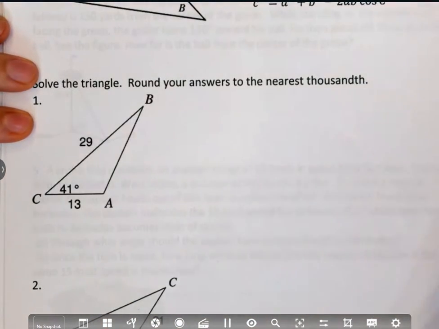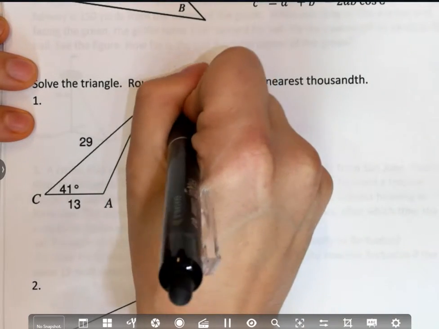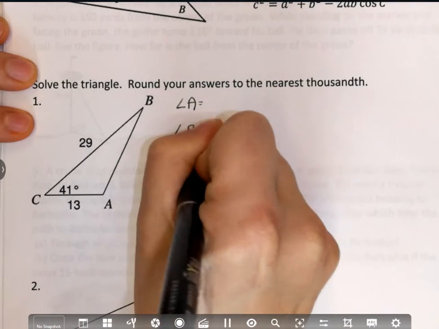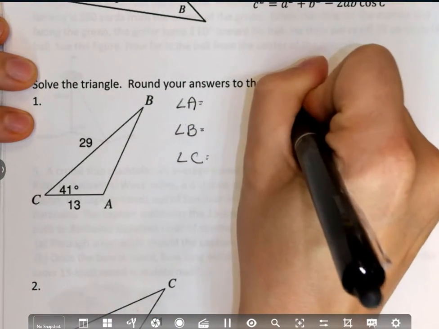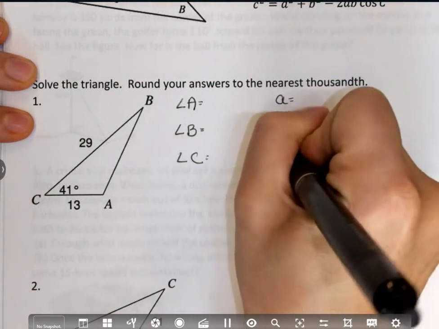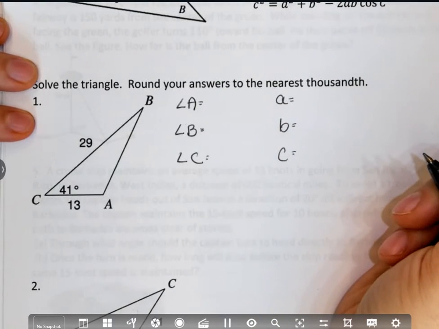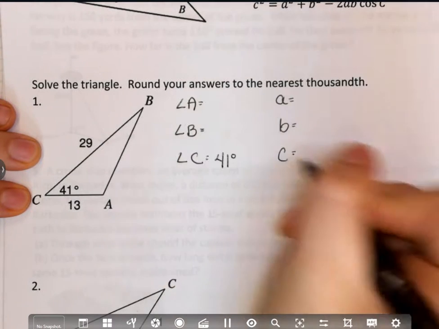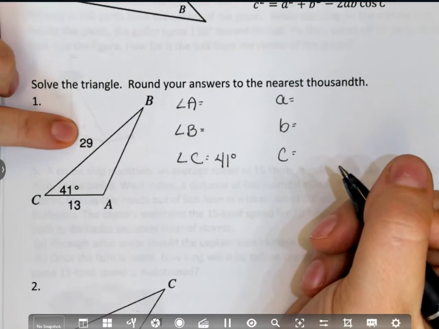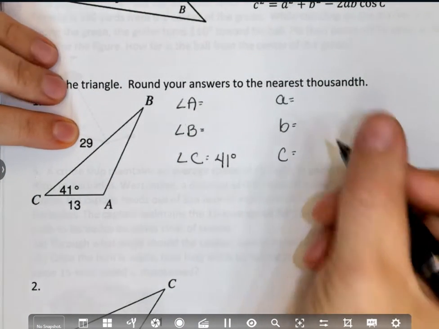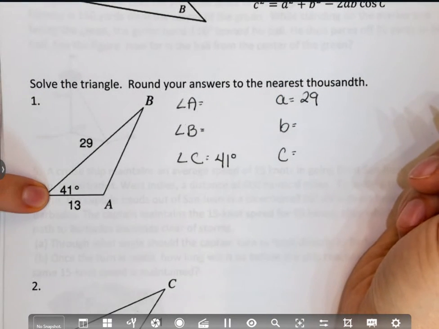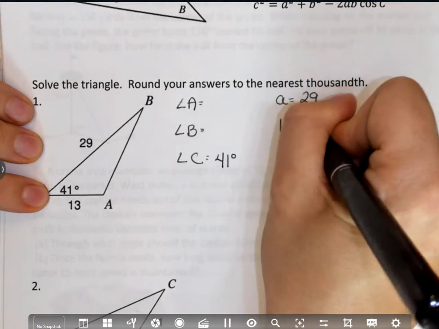So I'm going to do this the same way we've been doing all the problems. I'm going to list out all of my angles, all of my sides, and keep track of what I've been given. So I was given angle C is 41 degrees. That 29, what is that? Side A, good. And 13 is side B.